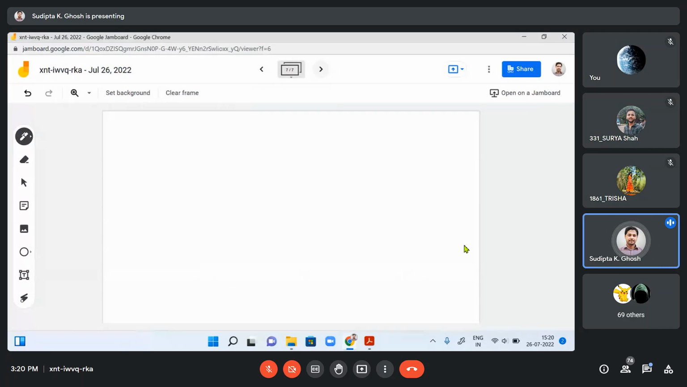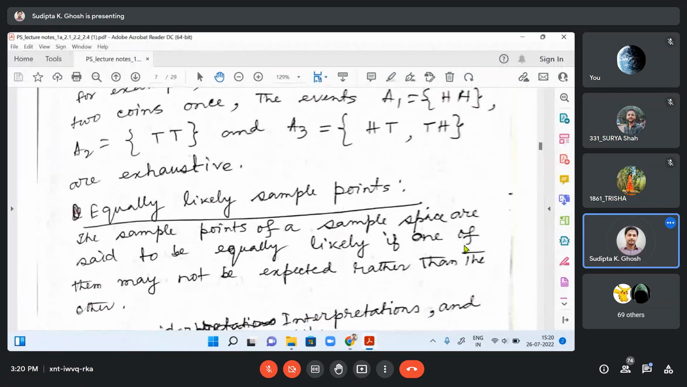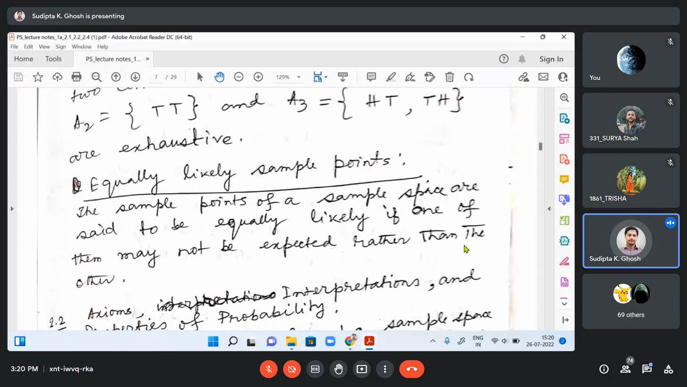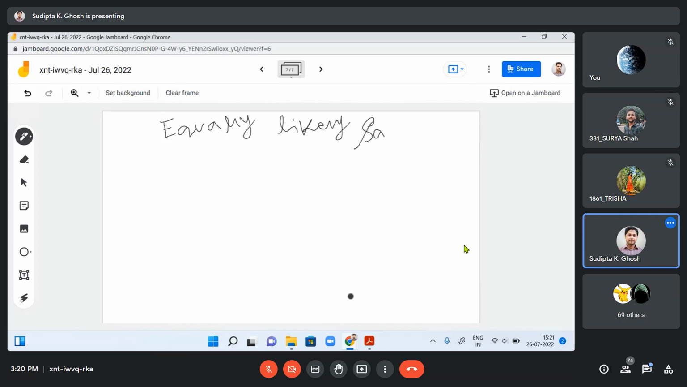Now I am just going to the next. That is, they have given it in this way: equally likely sample points. That is another important thing. Equally likely sample points means, first I'm writing, equally likely sample points.